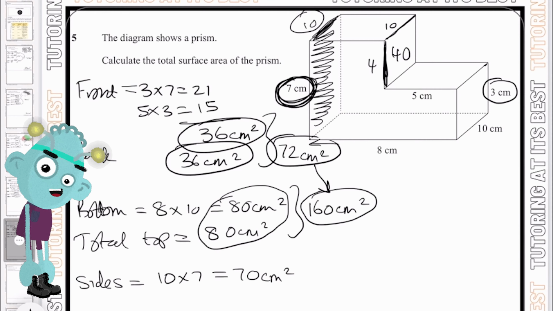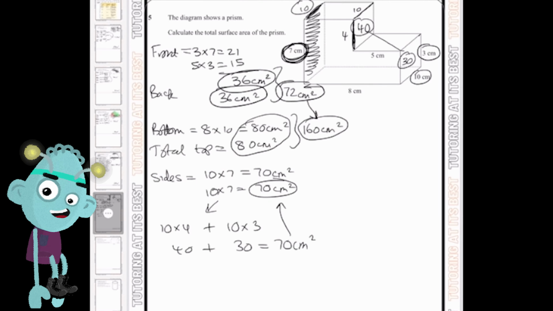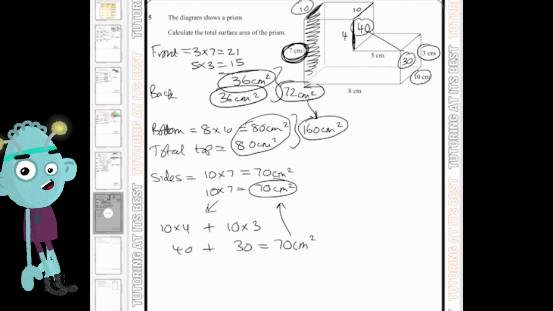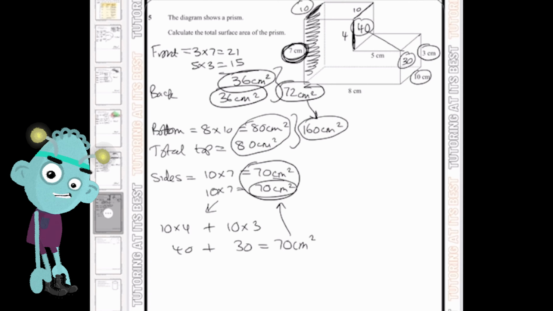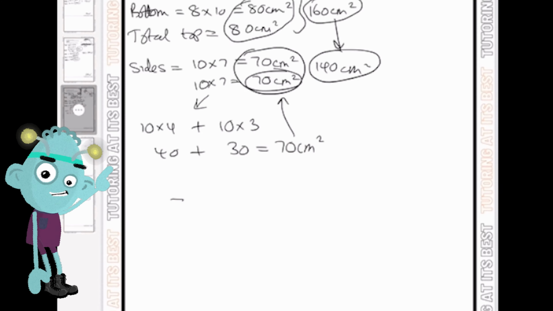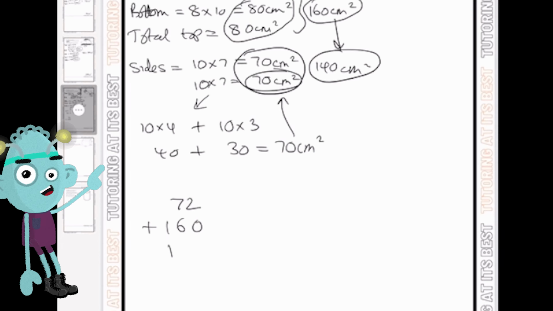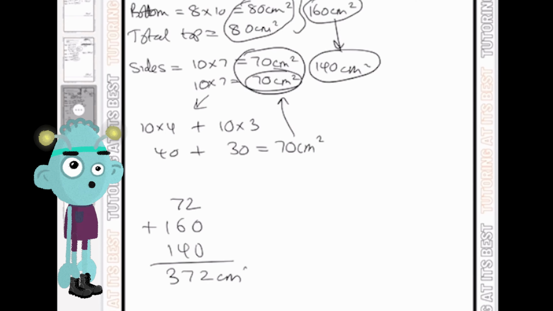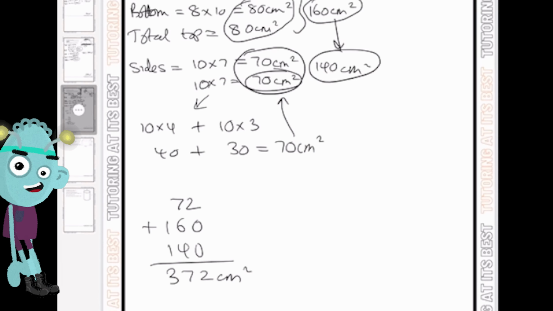But then we can also see how we've made that. So again, if I just scroll up here, you can see we've got 10 by 4 plus 10 by 3, which gives us 40 and 30, and that is your 70 centimeters squared. So I hope that was clear. And all we now need to do is go ahead and add these together. So that's where we have our 72, add 160 and 140, which will give us 372 centimeters squared.